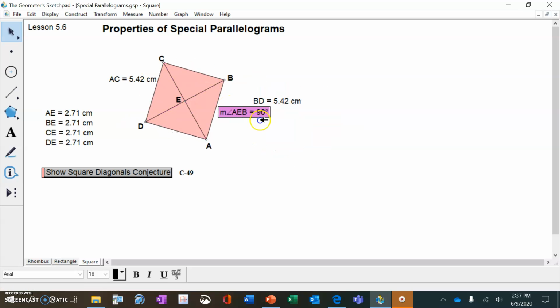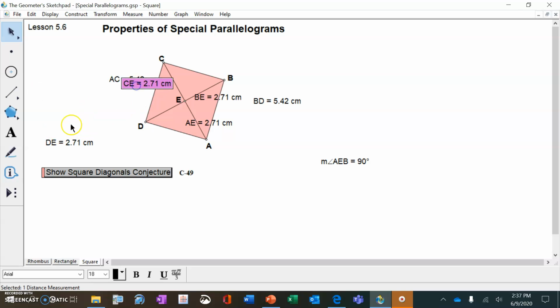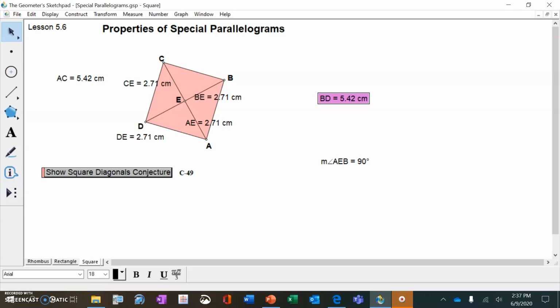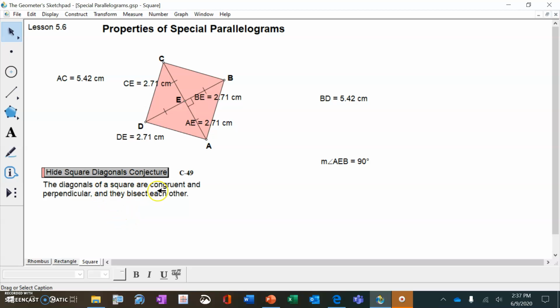A to E is 2.71, B to E is 2.71, C to E is 2.71, and D to E is 2.71. So therefore, the diagonals of a square also bisect each other. So there's three parts to the diagonals of a square. The diagonals of a square, conjecture 49, are congruent, and they are perpendicular, and they bisect each other.